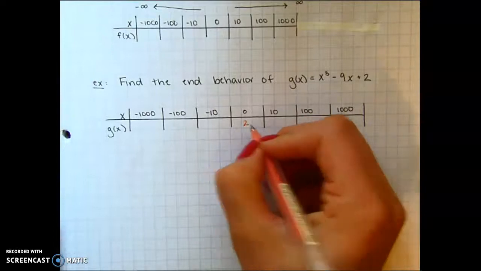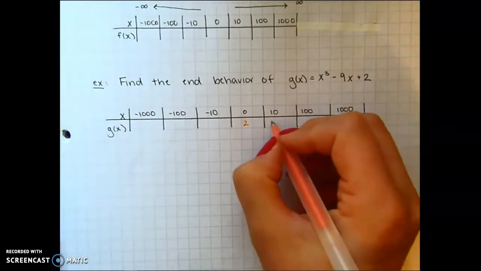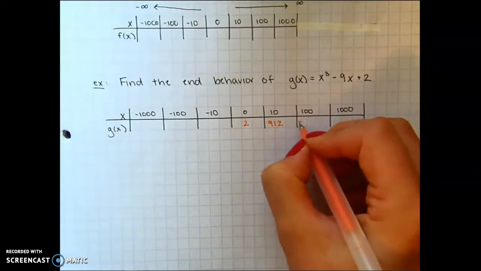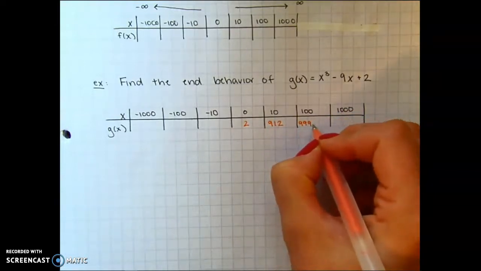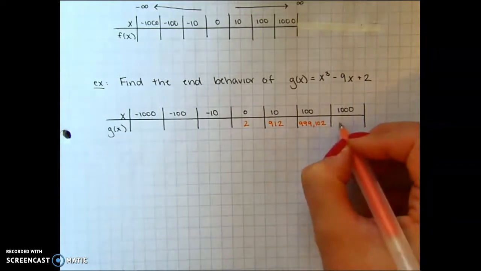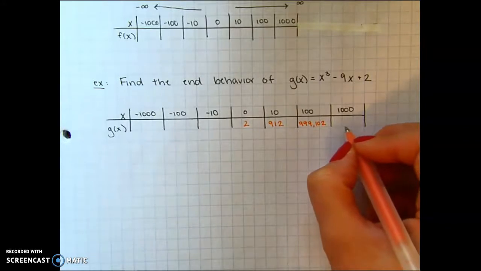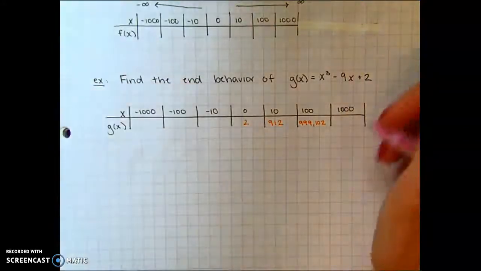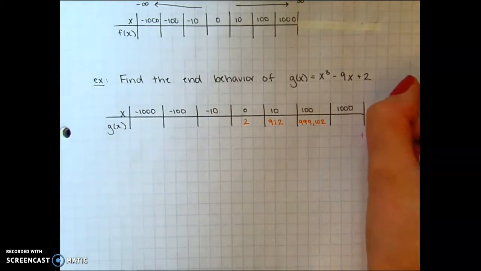So here we're at 2. At 10 we're at 912. Here we're at 999,102. And here we're getting scientific notation. So my calculator is saying, here I'll write it in a different color, my calculator is saying 1E12.